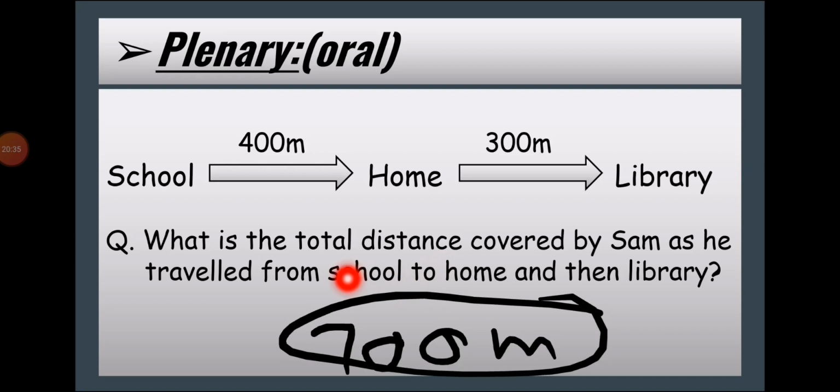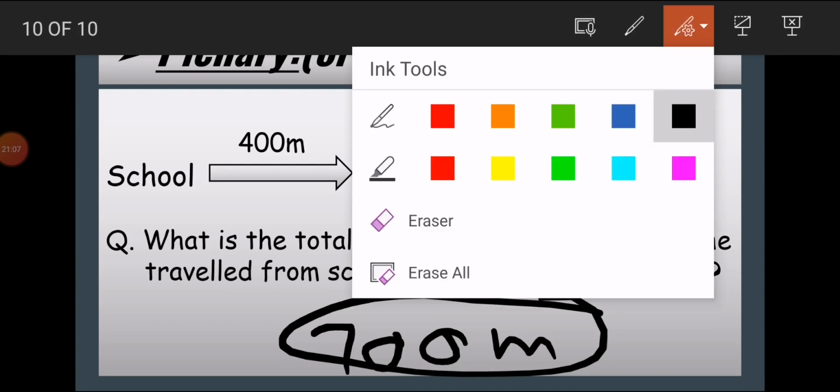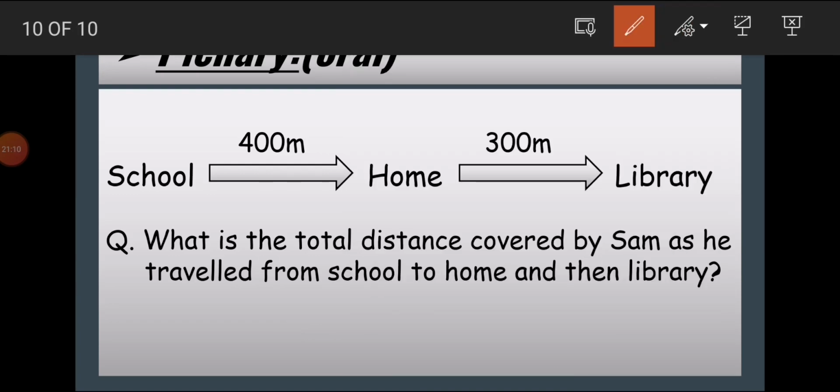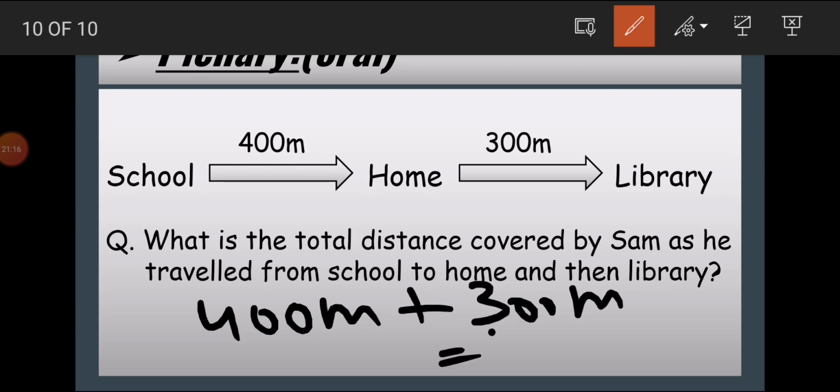Now, if you want to make the statements, can you tell me which statements we can make? Yes, we can make the statements very easily. First, we will write the distance from school to home, 400 meters. Then we write the second statement, distance from home to library, 300 meters. And the third thing we have to find out is the total distance covered by Sam. So we write this statement also, total distance covered by Sam or total distance covered. Both are right. And then we write the addition sentence, 400 meters plus 300 meters. And the total is 700 meters.